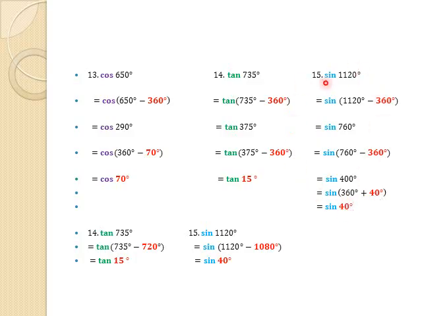Now that's just showing the whole full process. If you understand your times tables, you can multiply. You see 735, there are two rotations, which equals 720. Remove it in one go, I end up with 15 instead of doing both steps. Same thing applies with sin 1120. Instead of going 360, 360, 360, I need to know three rotations is 1080. I'm left with sin 40. So I hope it makes sense.